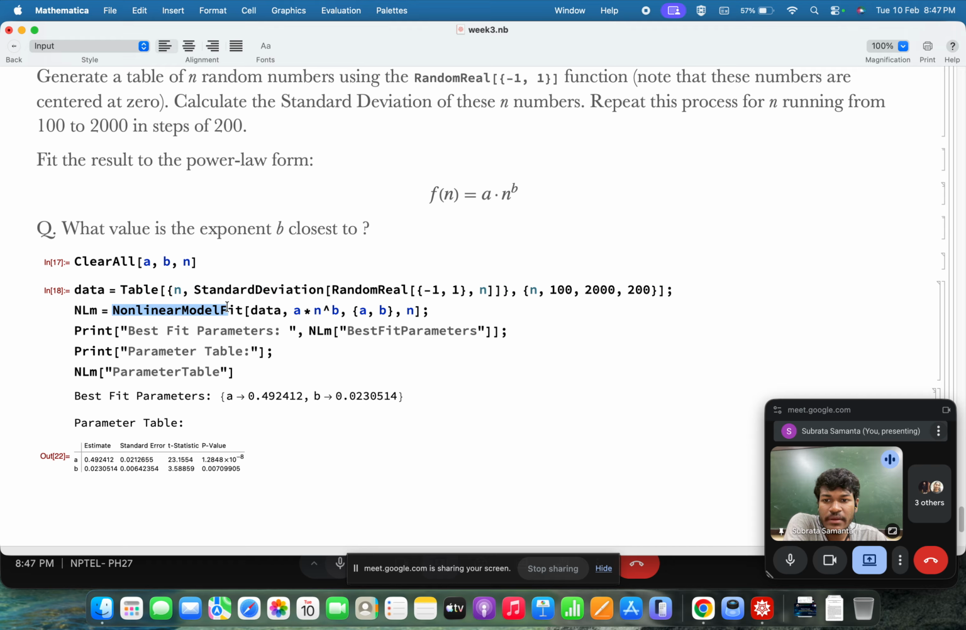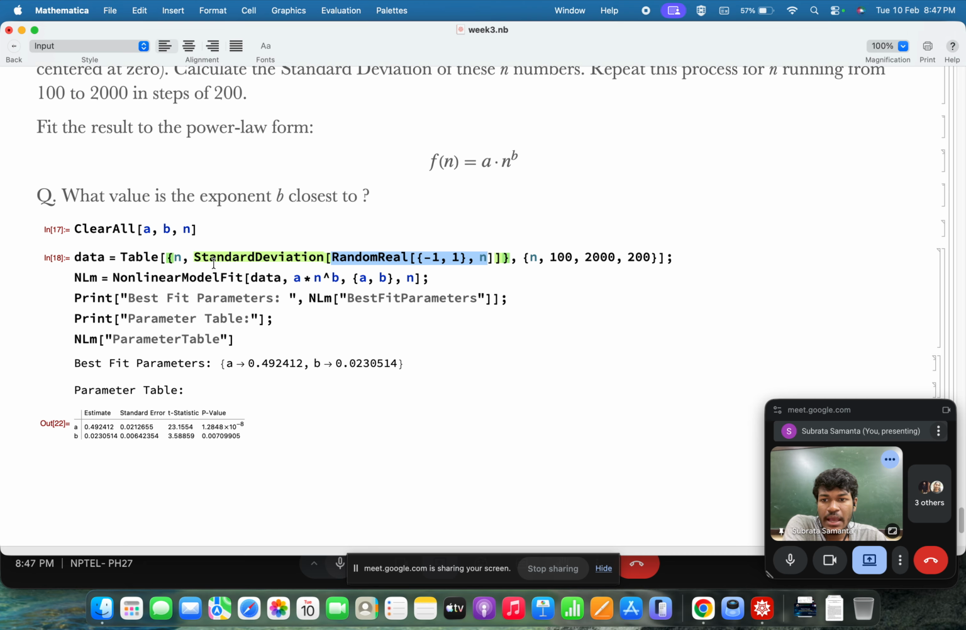I use the function NonlinearModelFit. So, that is my data, because your data is basically the standard deviations of these numbers. So, that is why I calculate the standard deviations of these numbers. So, the numbers are real numbers within -1 to 1 where n goes from 100 to 2000 in steps of 200, and I fit this. So, this is my data and this is my function. The fitting function is a n to the power b. So, I just put here a n^b. What are the variables? a, b and n, right.